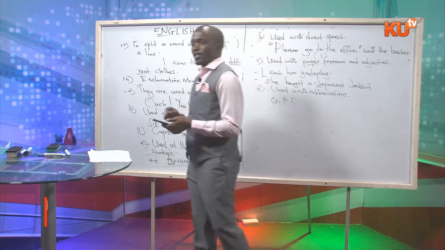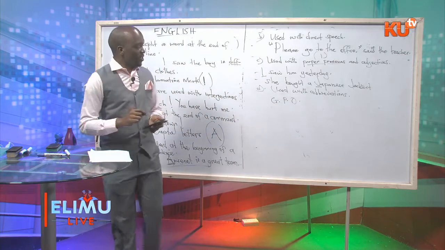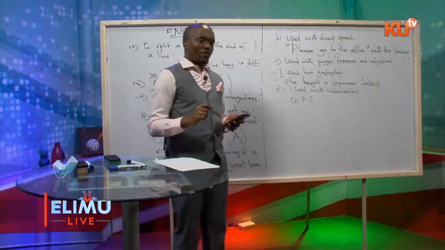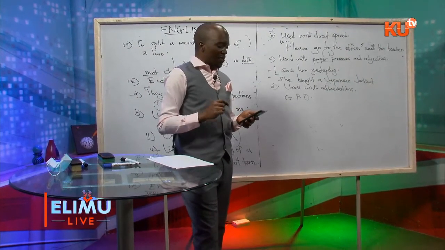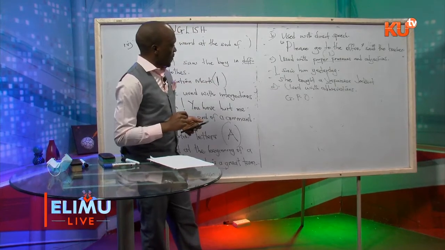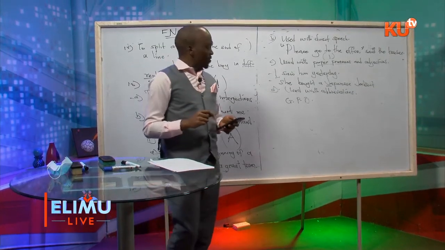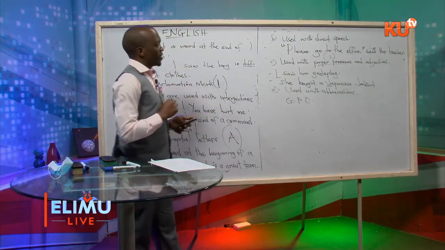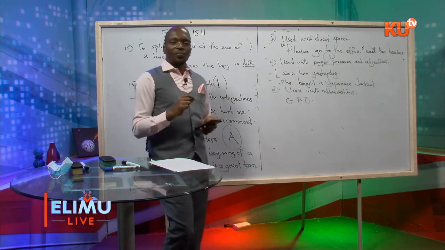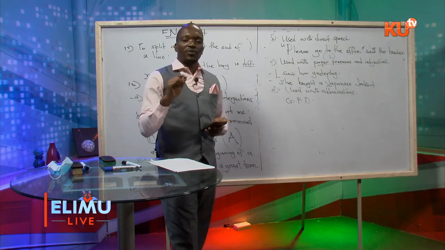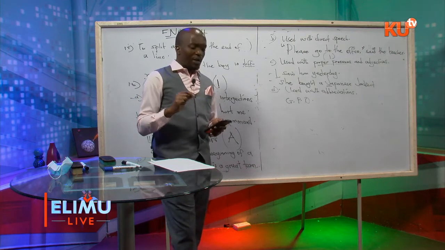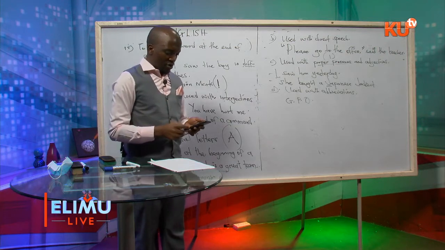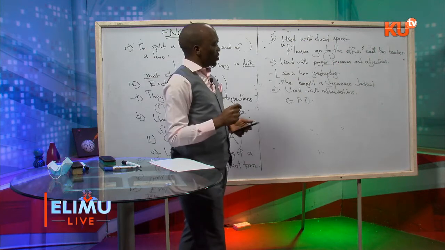And punctuation is very important, in that from number 1 to 15, punctuation will always be tested there. From number 16 to 25, there will always be a punctuation tested there. In passage comprehension, always check. The way you read a comprehension will determine your understanding. It will determine whether you are going to get it right or you are going to get it wrong.